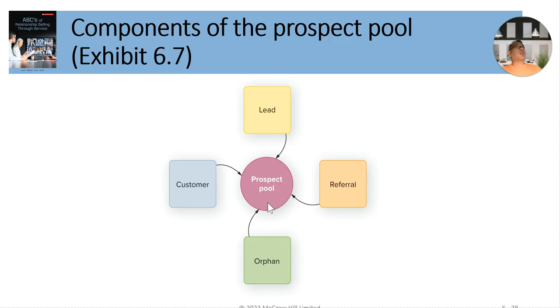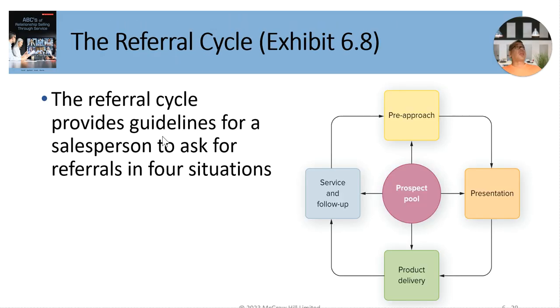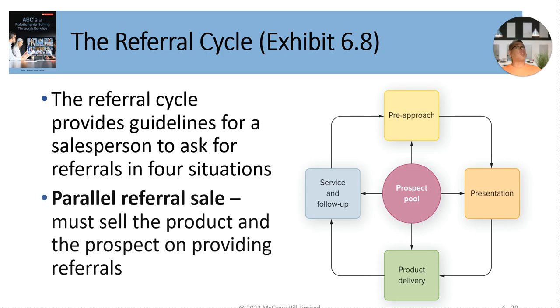This is the prospecting pool. You have the customers, you have the leads, you have the referrals, you have the orphans. That's the key part. And then the referral cycle provides a salesperson with referral situations such as pre-approach, the prospecting pool, presentation and product delivery, service and follow-up. This is the pre-approach, presentation, product delivery, service, and follow-up. This is the key part there. All of them are being used.